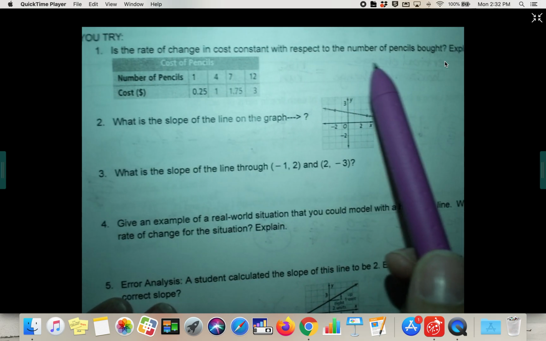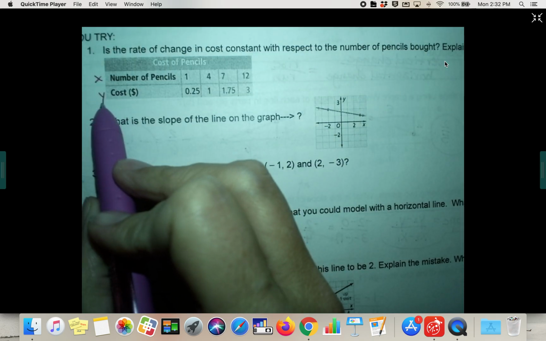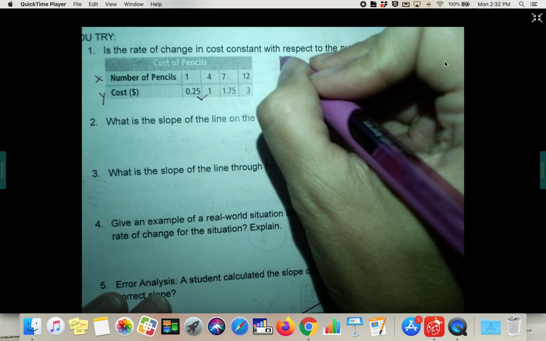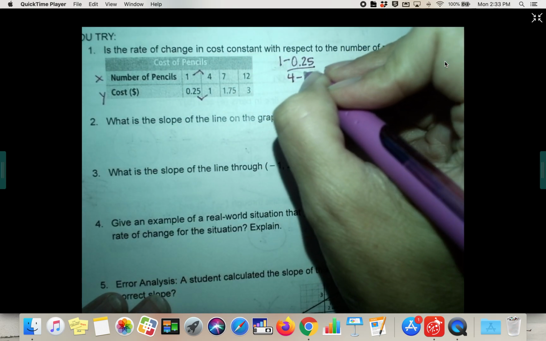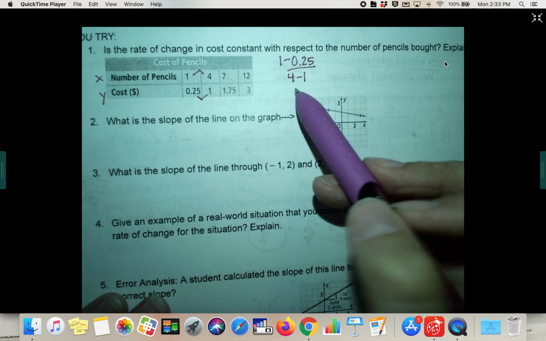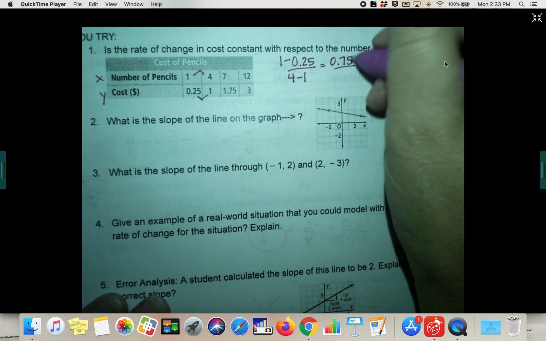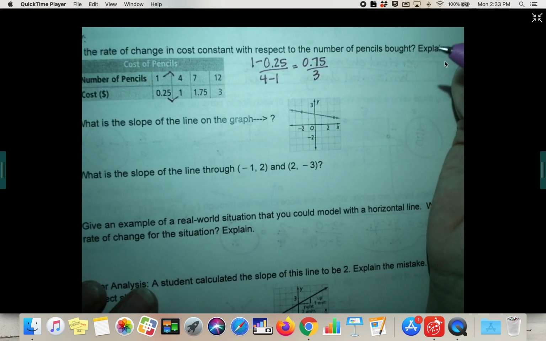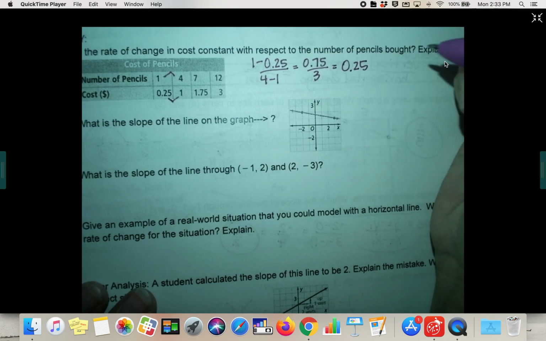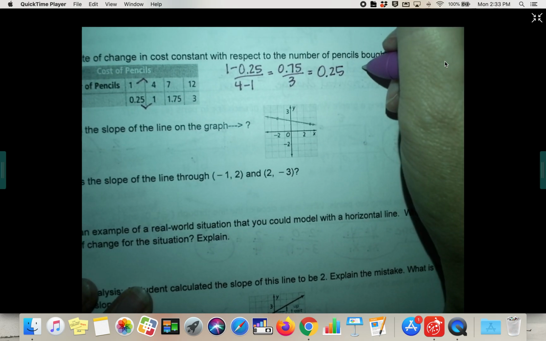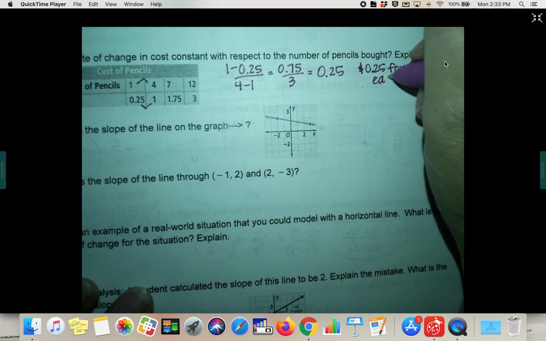Is the rate of change constant with number of pencils bought? So I would do, remember y's are on top, subtract your y's. So I'm gonna do 1 minus 0.25 on top over 4 minus 1 on bottom, because y's are always on top, x's on bottom when you subtract. So if I have $1 and I subtract 25 cents, that's 75 cents. 4 minus 1 is 3. And I know that this is not simplified, but it can be. 75 cents per 3 pencils divides out to be 0.25 per 1. So explain what it means. It means that 25 cents is how much it costs for each 1 pencil.